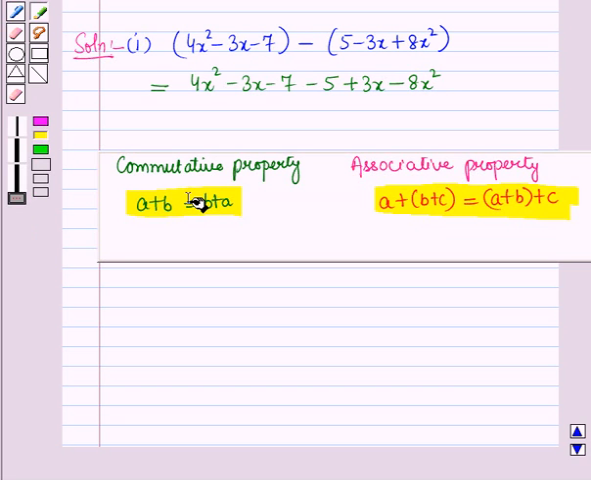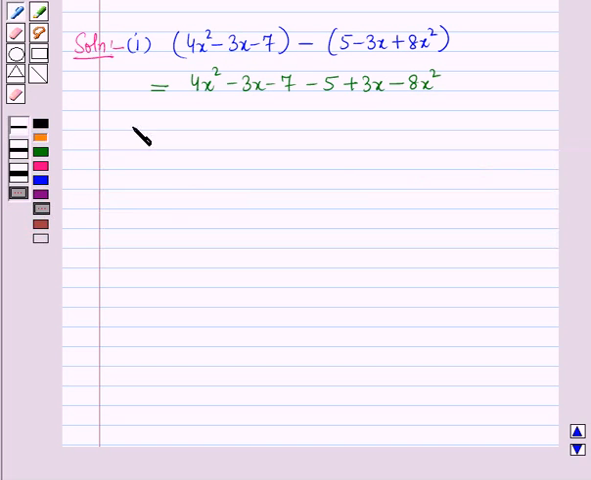Now, since the commutative and associative properties hold in polynomials, we can interchange the position of terms. So here, combining the like terms, we see that 4x² and -8x² are like terms. Similarly, -3x and +3x are like terms, and -7 and -5 are like terms.